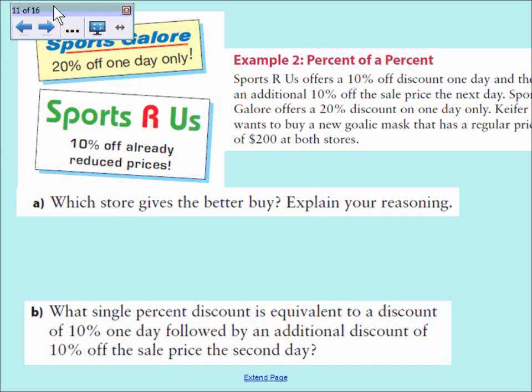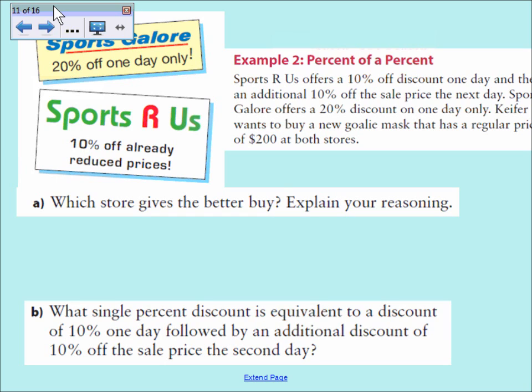Example: 2% of a percent. Sports R Us offers a 10% discount one day and an additional 10% off the sale price the next day. Sports Galore offers a 20% discount one day. Kiefer wants to buy a new goalie mask at its regular price of $200 at both stores. Which store gives the better buy, and explain your reasoning.